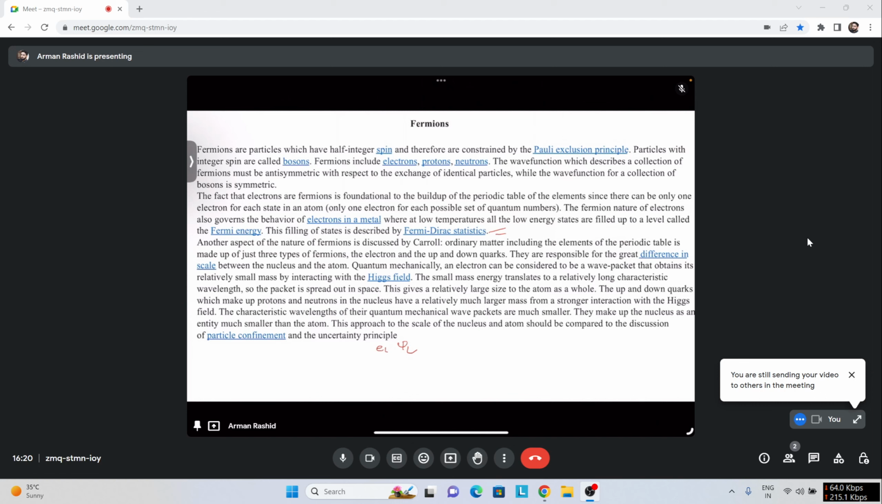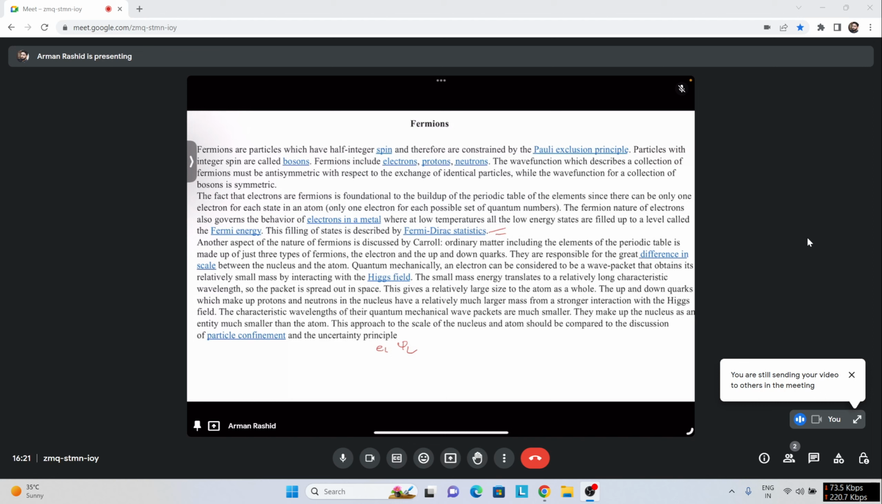Quantum mechanically, an electron can be considered to be a wave packet that obtains its relative mass by interacting with the Higgs field. A small mass energy translates to a relatively long characteristic wavelength, so the particle is spread out in the space. This gives a relatively larger size to the atom as a whole.